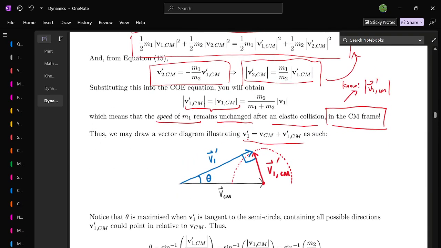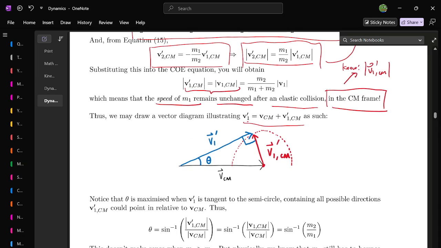And here we draw a semicircle around the center where v1 cm prime starts. Now, why do I draw a semicircle? Because we don't know the direction, but we know the magnitude of the vector. Regardless of the direction that it points in, the point that it points to must lie on this semicircle. So, for example, let's say the direction was instead like that, well, the magnitude is known and fixed. So it must always lie within this semicircle. So that's why you draw a semicircle.